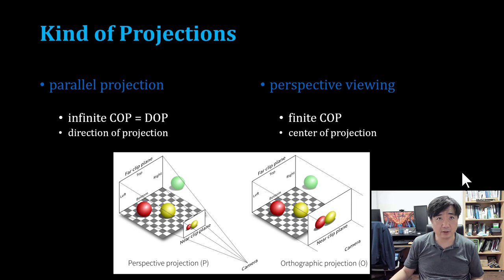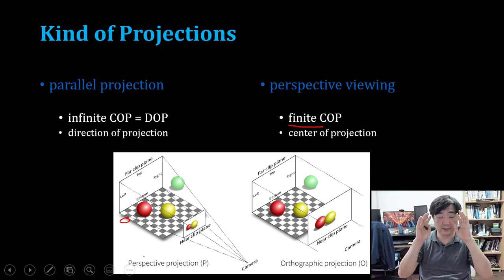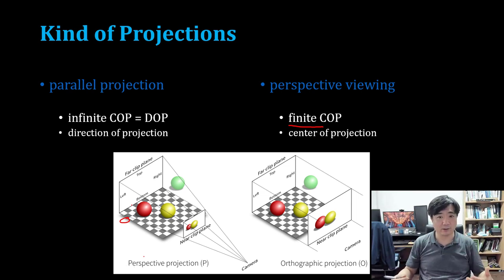We can divide it by the vanishing point. In case the vanishing point is at a finite position, we call it perspective projection. It means that the far side of the object is smaller than the near side. For example, you can see that the yellow ball is bigger than the red ball. So it's the same as our eye or a normal camera.